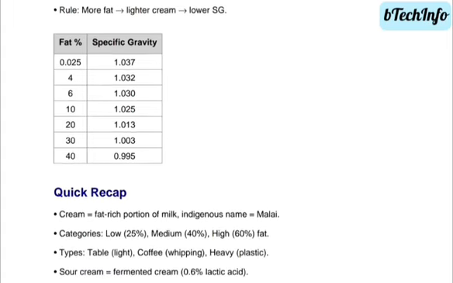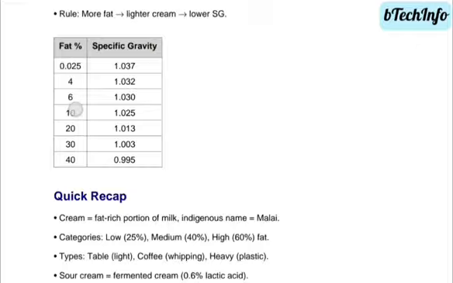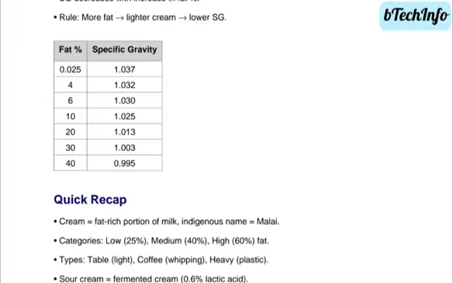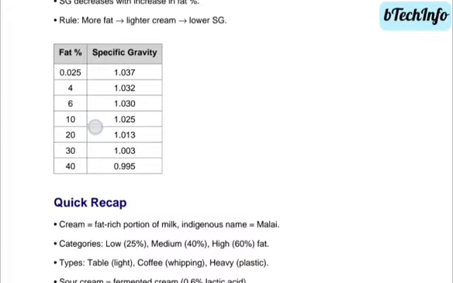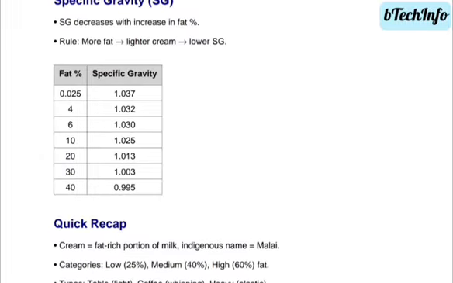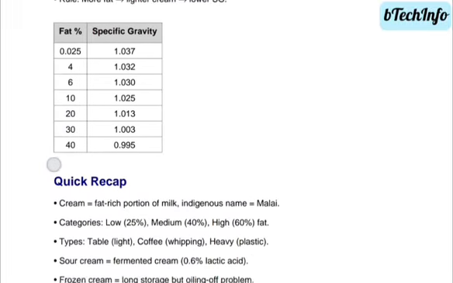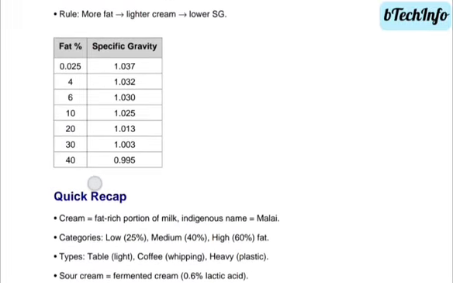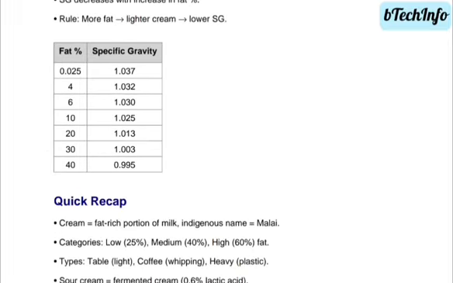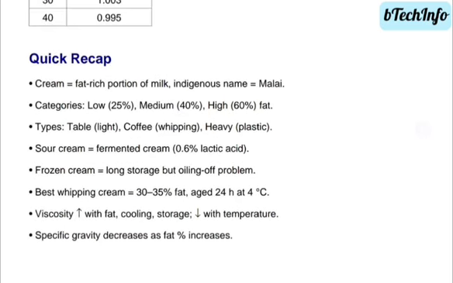Like we have the fat percent of about 0.025, specific gravity is 1.037. If fat percent is 4, then we have 1.032. We have 5% or 6%, 1.030. So you can see that if more fat percent, then lighter the cream, it means lower the specific gravity. So fat is inversely proportional to the specific gravity. Like we see at 40% fat, we have only 0.995 specific gravity. In the 20% fat, we have 1.013 specific gravity.